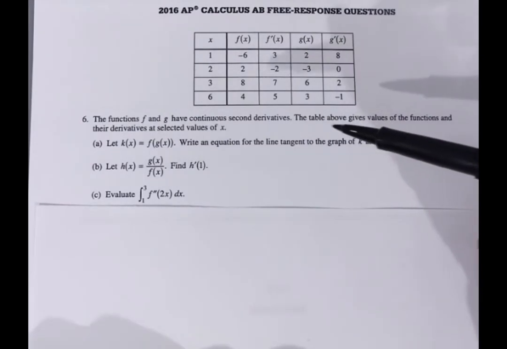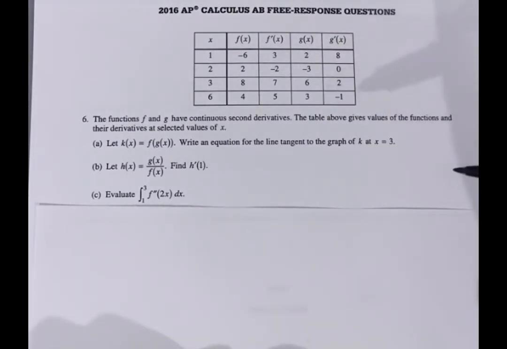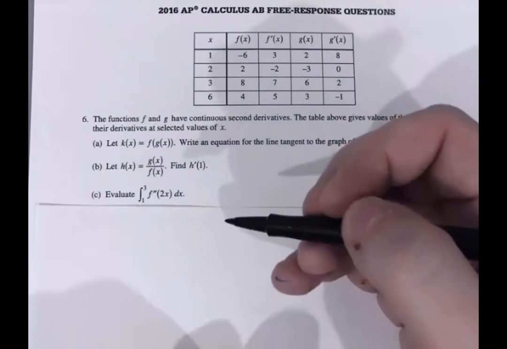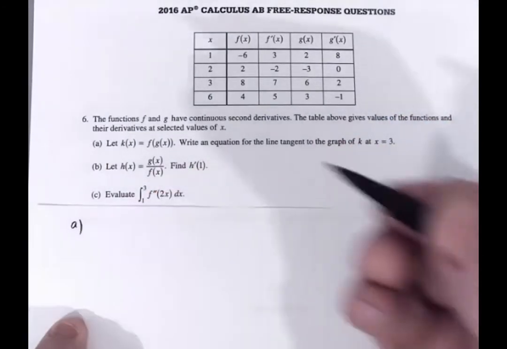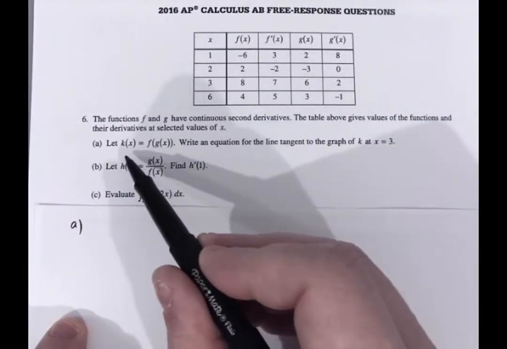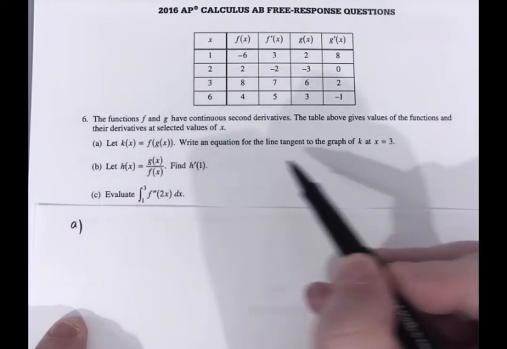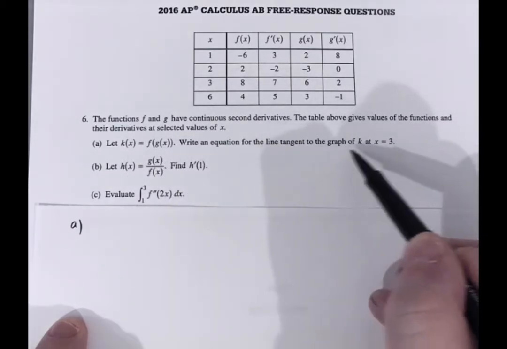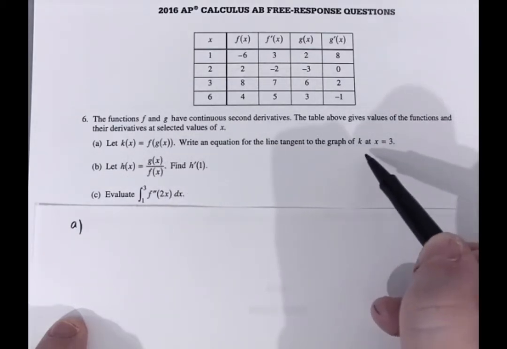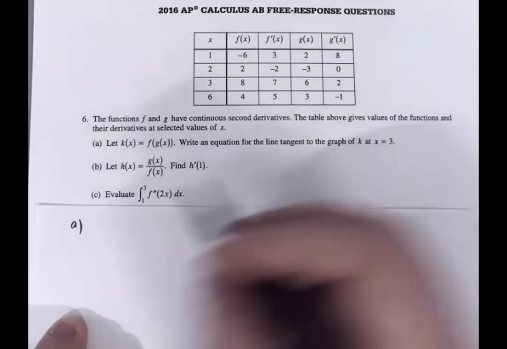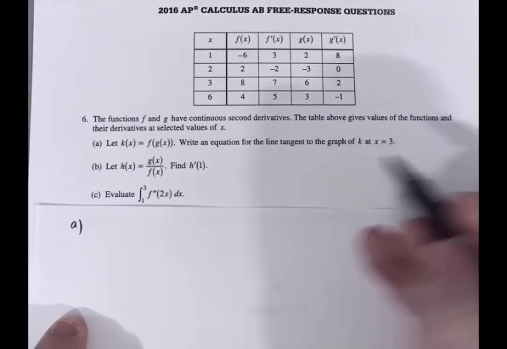Okay, the functions f and g have continuous second derivatives, so that means we can take derivatives as needed. The table above gives the values of the functions and their derivatives at selected values. For part A, they wish for us to let k of x equal f of g of x and find the equation of the tangent to the graph of k at x equals 3.